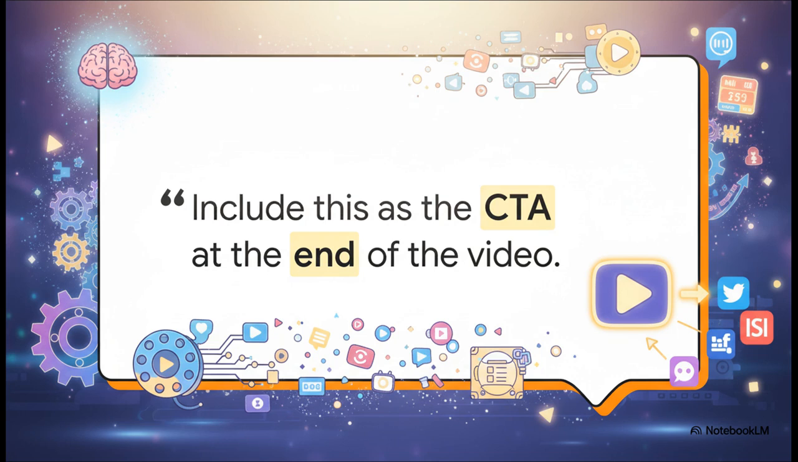Since you can't go in and edit the video scene by scene, you have to use a specific little prompt hack in the custom topic box. You basically just tell the AI something like, check the link in my bio to get my free entrepreneurship guide. Include this as the CTA at the end of the video. And by doing that, the AI naturally weaves your call to action directly into the final moments of the narrative. It closes the curiosity loop beautifully without you having to manually splice anything in.